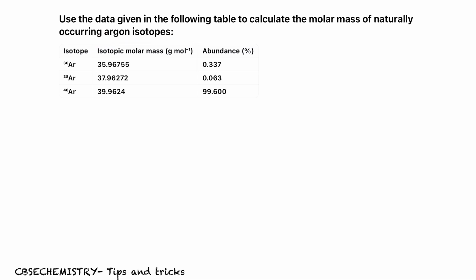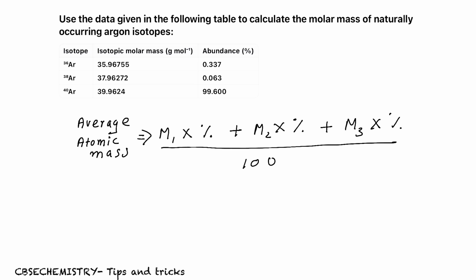Okay, and what is the equation? Average atomic mass is equal to the mass of the first isotope, this one, into its percentage abundance, okay, abundance, plus the mass of the second isotope, that is this value, into its abundance, plus the mass of the third isotope, this value, into its abundance, this value, divided by 100. Hope all of you understand.